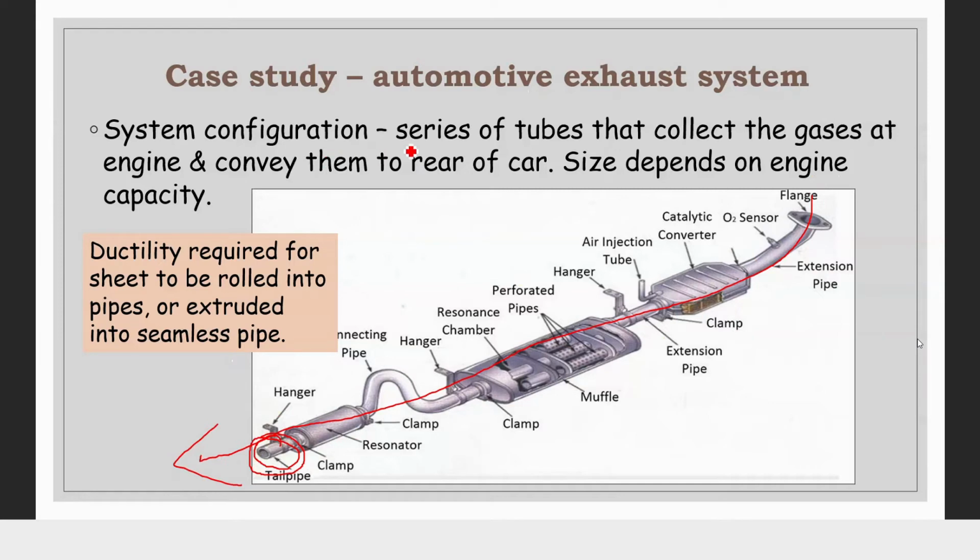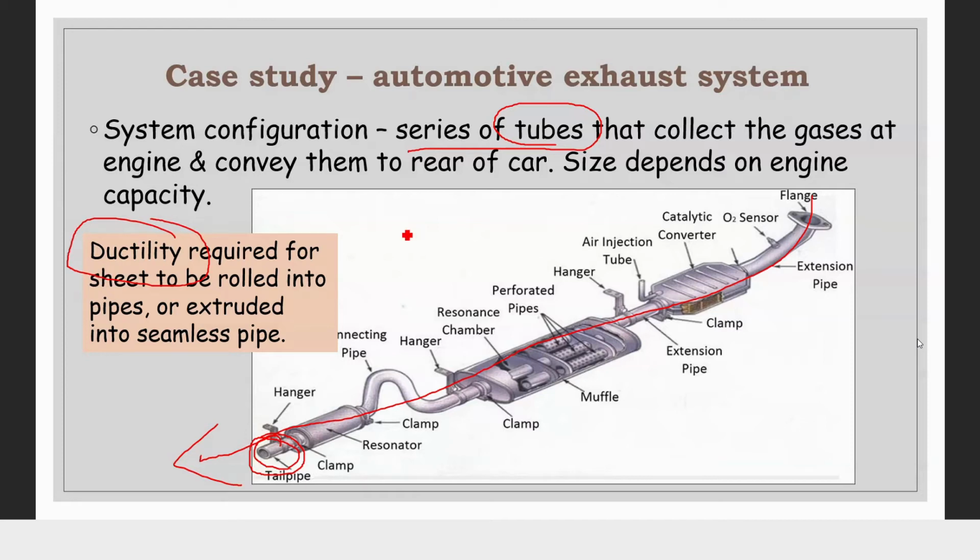Okay. Now, because the system configuration is a series of tubes. Okay, dia nak conduct gases away tu melalui tubes. Okay. So obviously, because the configuration is tubes, kita kena ada ductility. Right? In order for it to function, dia berfungsi dalam konfigurasi tube. For it to be made into the tubes, dia kena ada sufficient ductility.